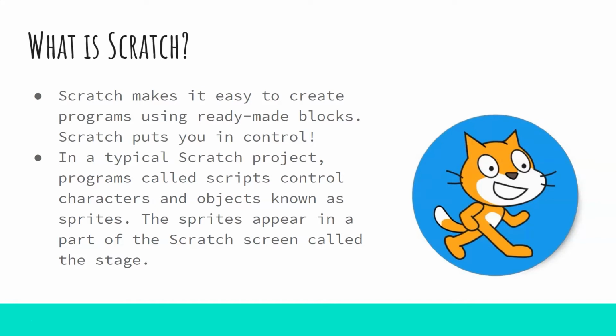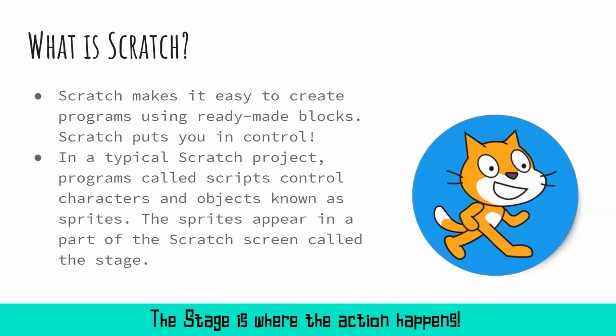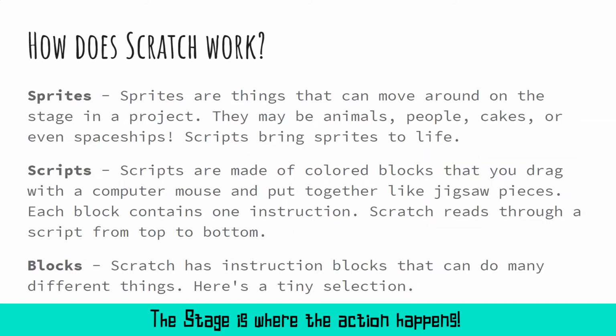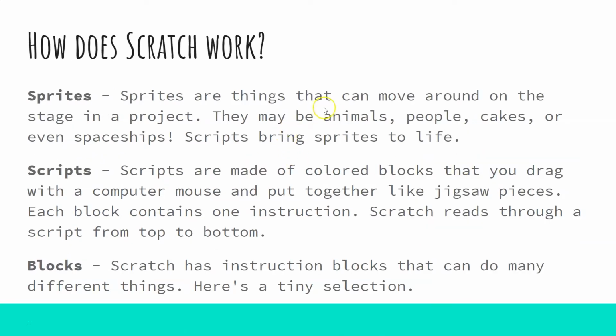Okay, all the sprites appear on the part of the screen called the stage. And that's basically where all the action happens. So, sprites are things that can move around on the stage in a project. They could be animals, people, cakes, spaceships. In fact, you can take a picture of yourself and use it as a sprite in Scratch. You can download pictures and upload them into Scratch to use. You can draw your own sprites right in Scratch. So you have a lot of opportunity to make all kinds of different sprites.